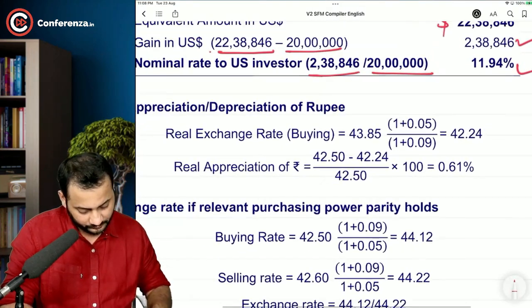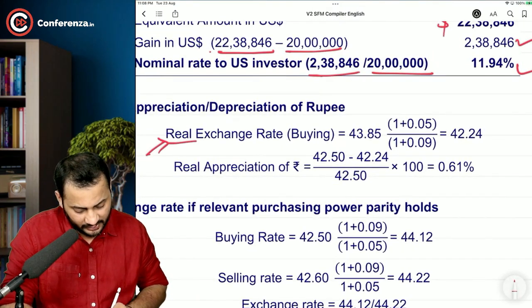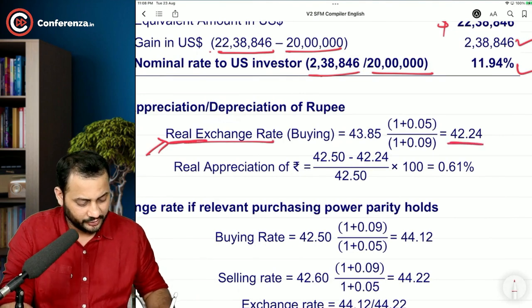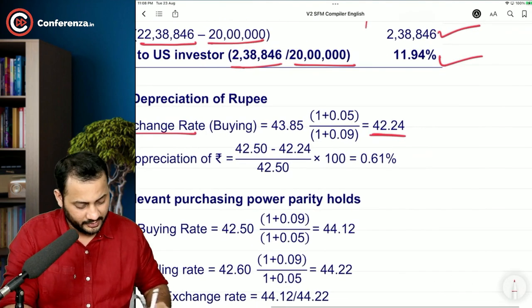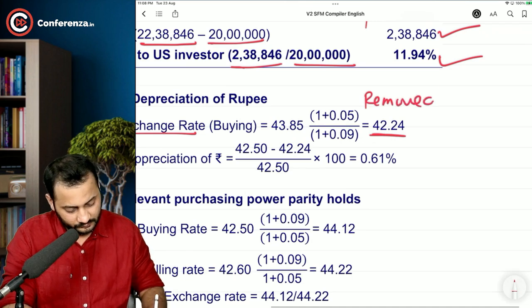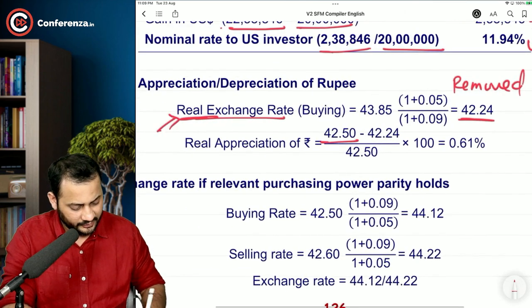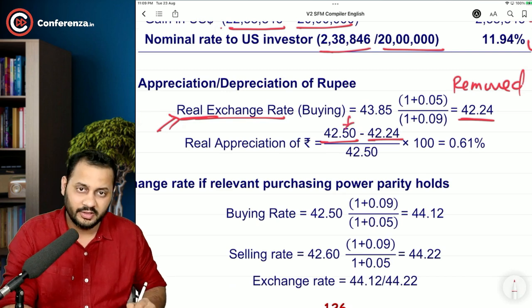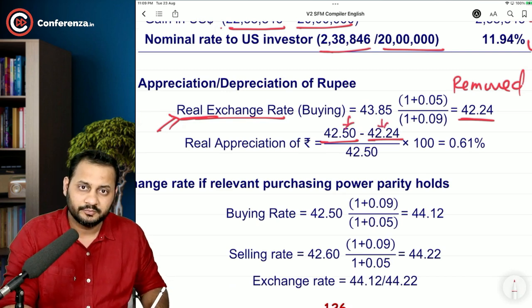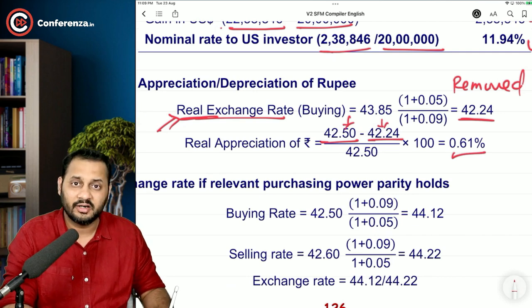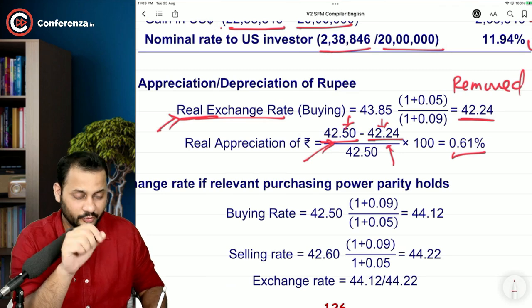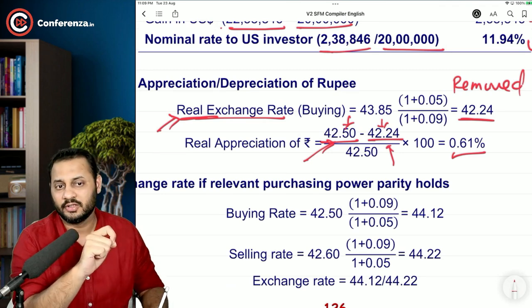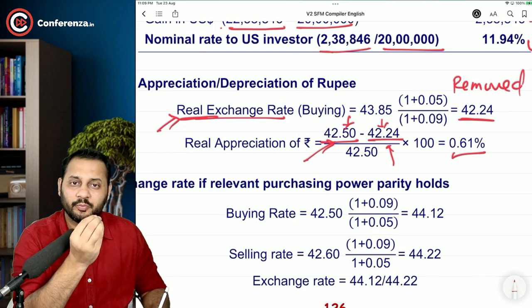See. So what we did first is we calculated the real exchange rate, that was 42.24. We removed the inflation part. And then we find out the difference between the spot rate a year back and spot rate today. And that's when this is the real appreciation. Earlier you used to pay 42.50 for $1. Now you are paying only 42.24 for the same dollar. So the appreciation in rupees is 0.61%.